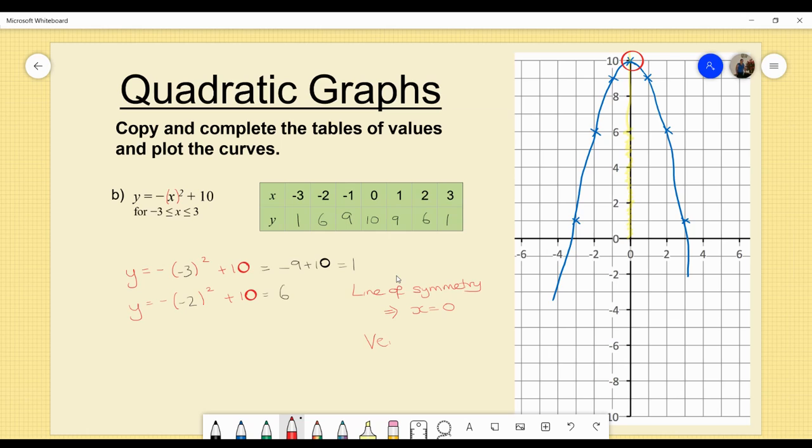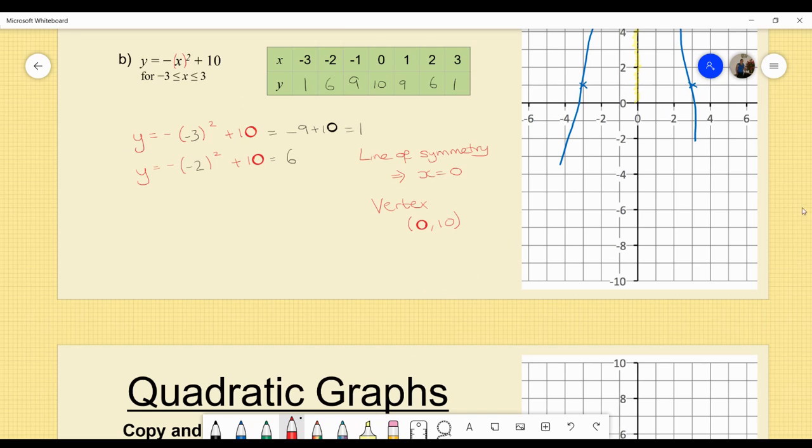Okay, so my vertex where the graph changes direction is in fact 0, 10. Okay, so 0 along and 10 high. And we're going to have a look at one more question just to make sure that you are okay with this particular topic.